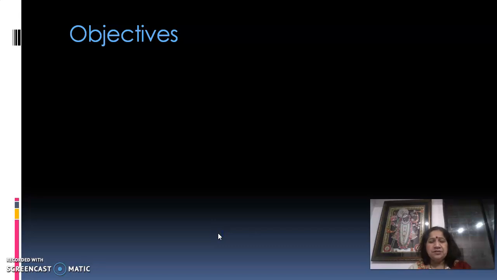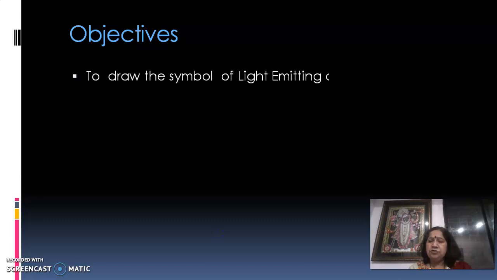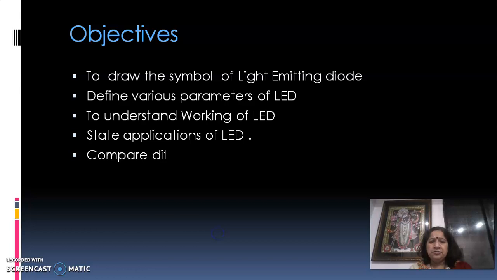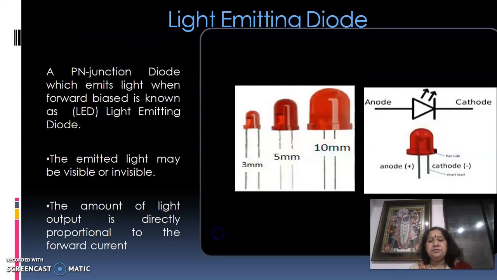This video has been designed with the objective that after watching it, viewers should be able to draw the symbol of LED, explain the construction and working of LED, define the various parameters of LED, plot the characteristics, as well as compare the different types of LEDs, as well as diodes. So let us see what is a light emitting diode.